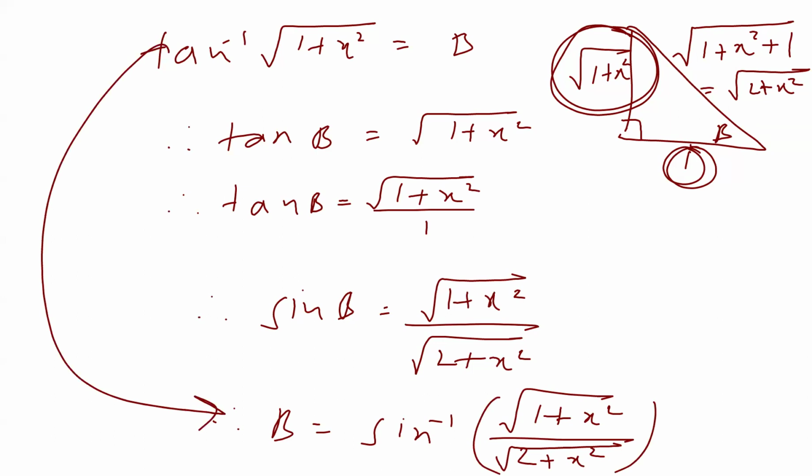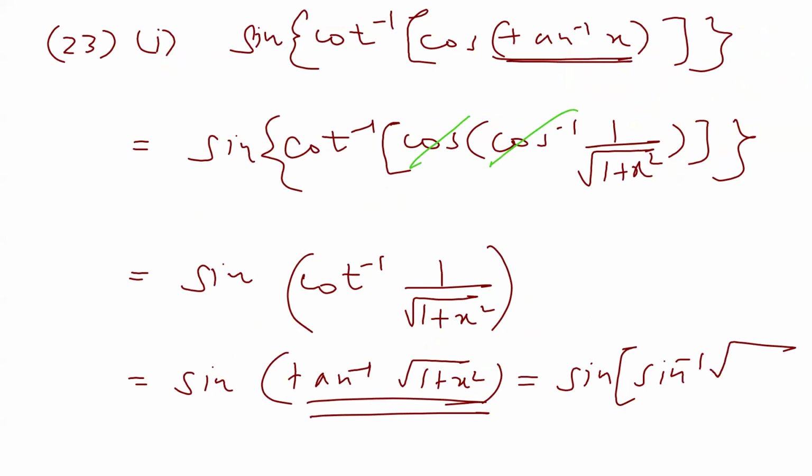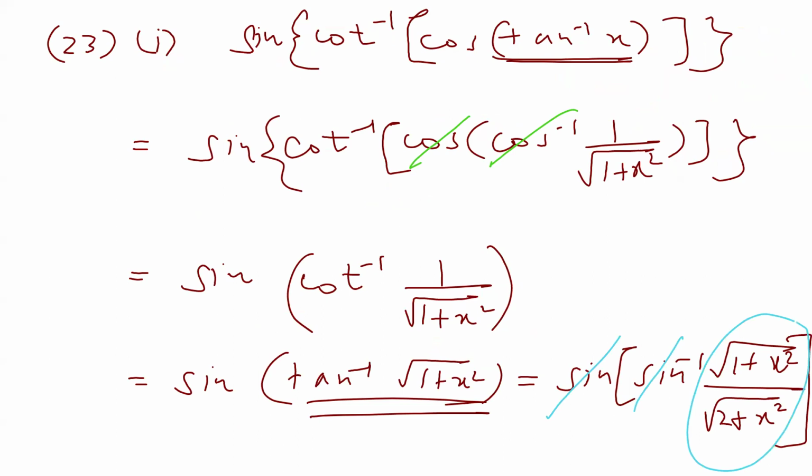So tan inverse is converted into sine inverse of root of 1 plus x square upon root of 2 plus x square. Now sine and sine inverse are getting cancelled. So we are left with this. This is the final answer. So twice we used the triangle method to get the answer. Let us go to the next problem.